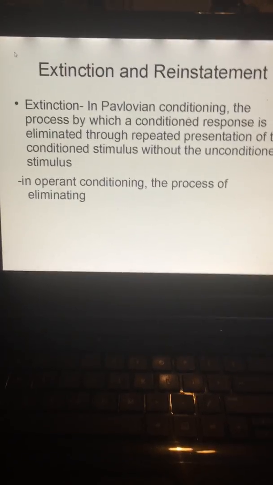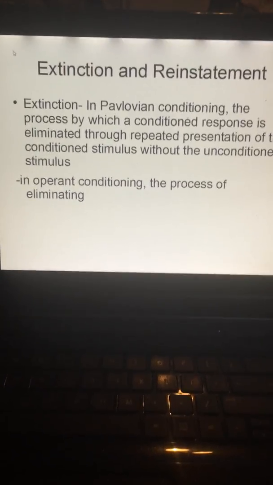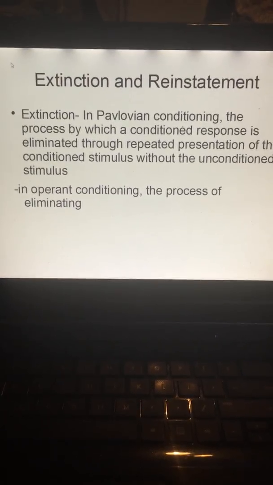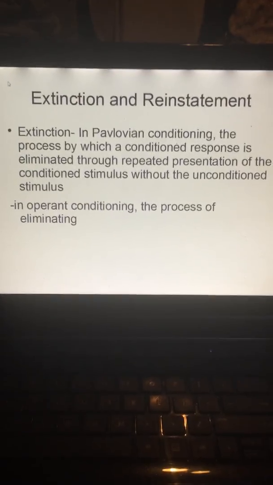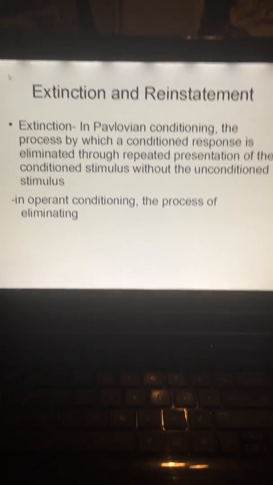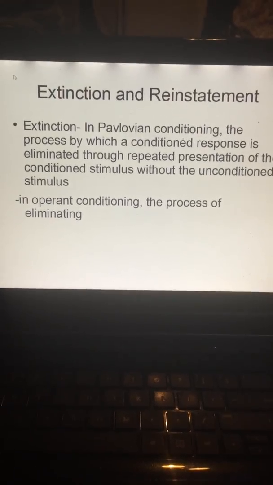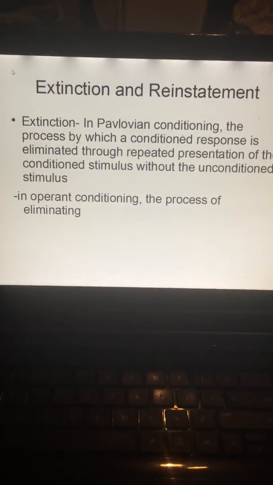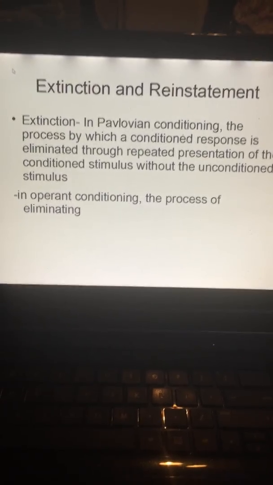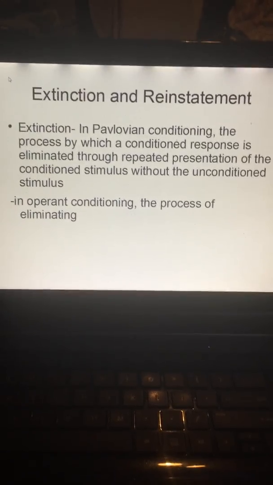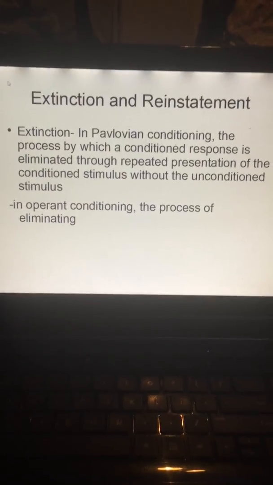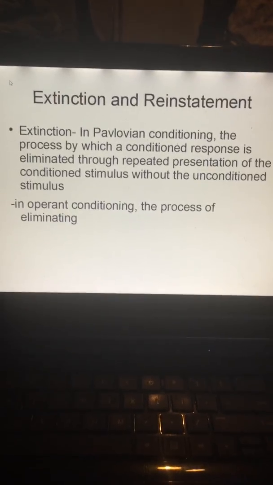Extinction is, in Pavlovian or classical conditioning, the process by which a conditioned response is eliminated through repeated presentation of the conditioned stimulus without the unconditioned stimulus. Remember I said about Pavlov's dog study. You ring a bell, the bell is supposed to be a neutral stimulus, you present the food. The dog doesn't have to learn to react to food. It's an unconditioned stimulus, it's a natural stimulus.